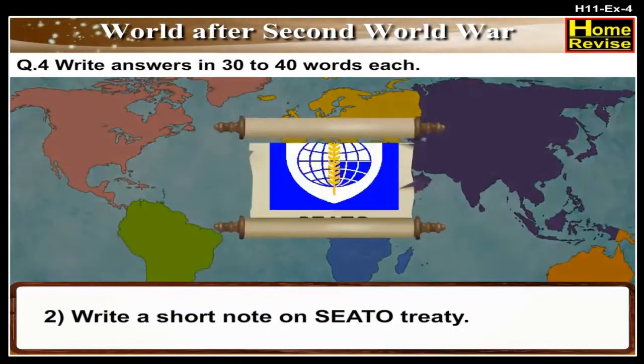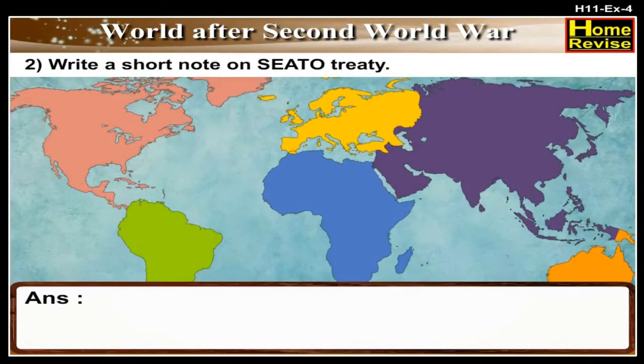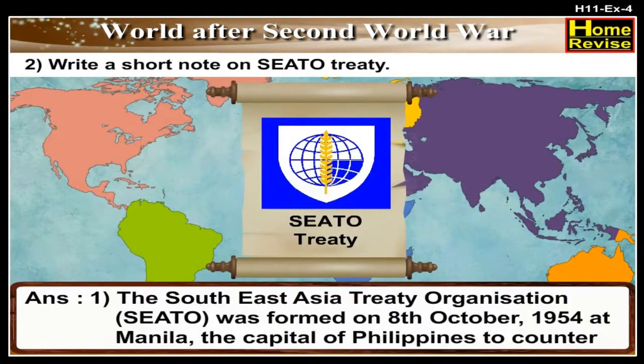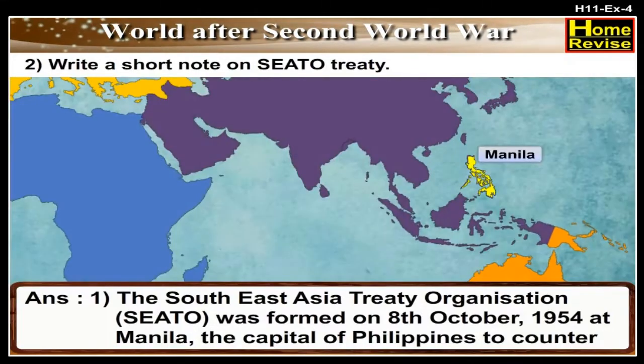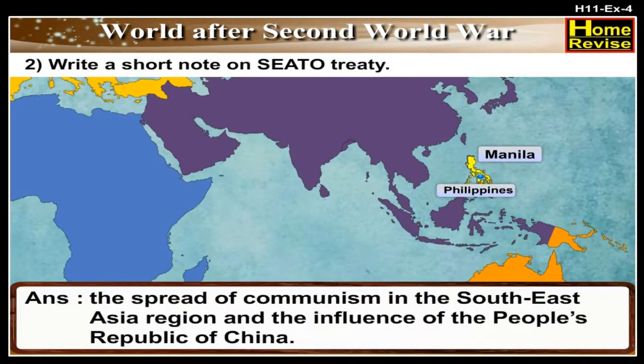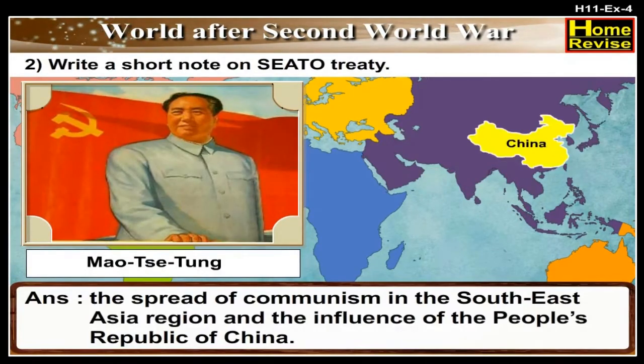Write a short note on CETO treaty. Answer. The Southeast Asia Treaty Organization, that is CETO, was formed on 8th October 1954 at Manila, the capital of Philippines, to counter the spread of communism in the Southeast Asia region and the influence of the People's Republic of China.